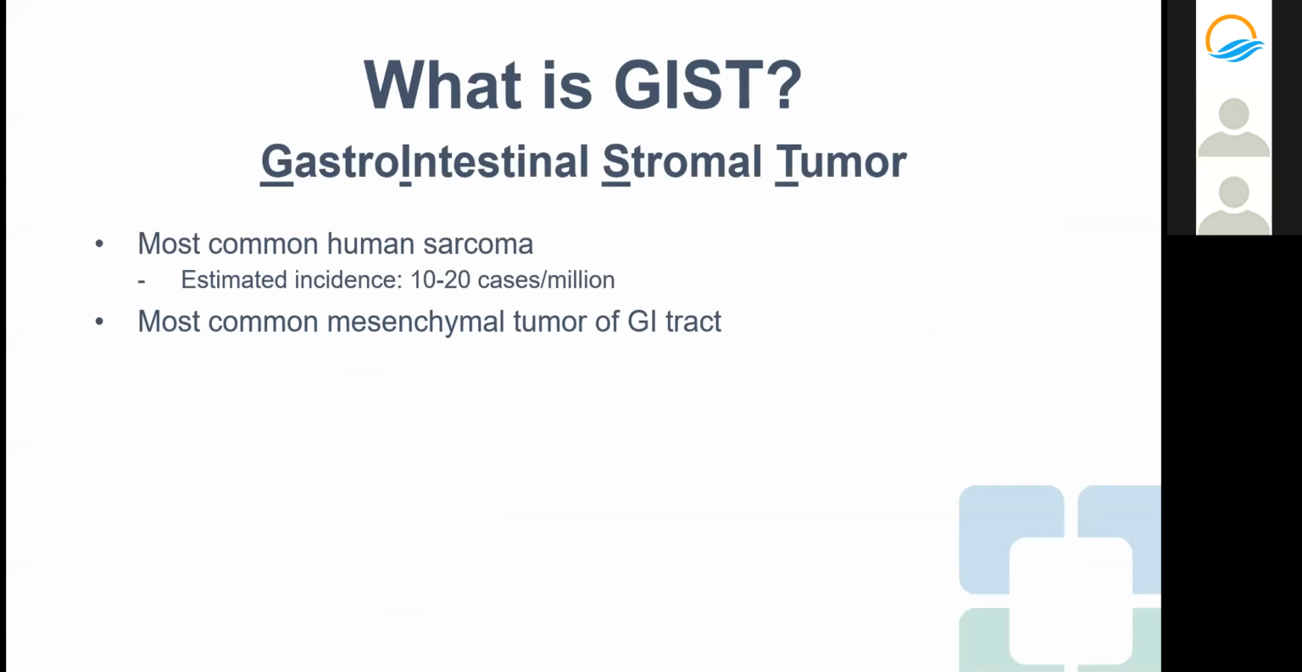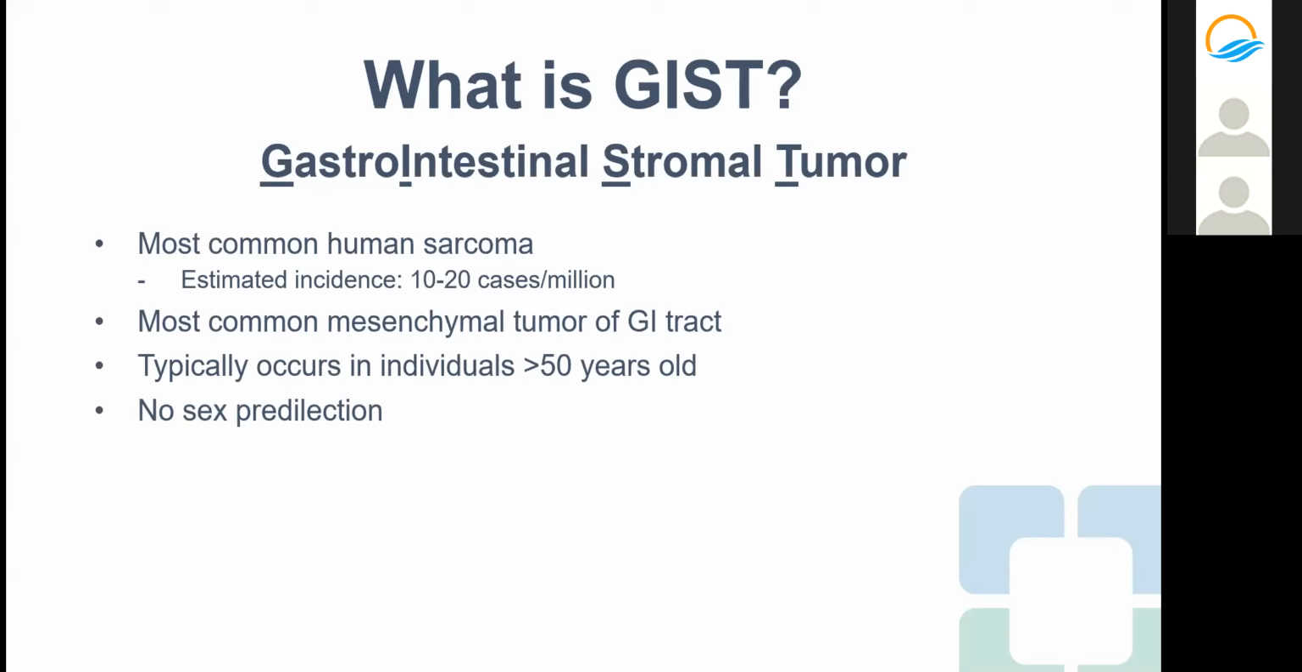So let's start with the basics. What is a gastrointestinal stromal tumor? The gastrointestinal stromal tumor, or GIST for short, which is the abbreviation I'll be using throughout this talk, is the most common human sarcoma with an estimated incidence of approximately 10 to 20 cases per million people. It is also the most common mesenchymal tumor of the GI tract. Typically, these tumors arise in patients greater than 50 years of age, and there is no established sex predilection, so there's a near equal occurrence in both male and female patients.